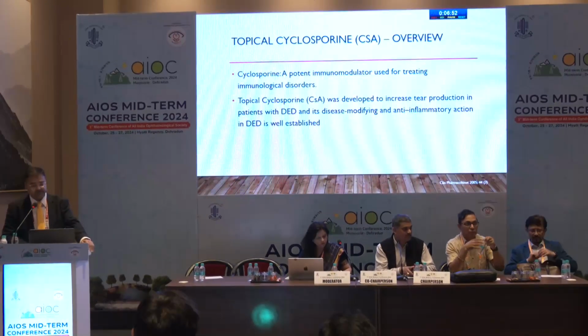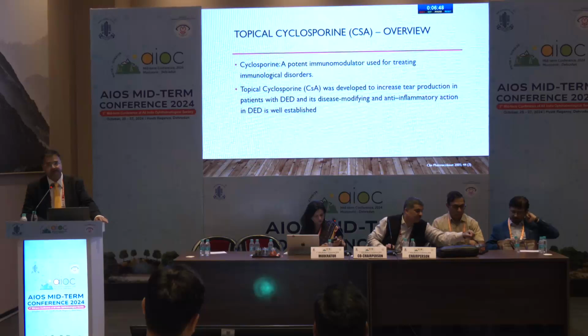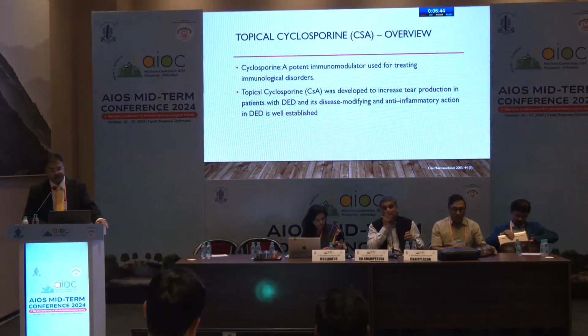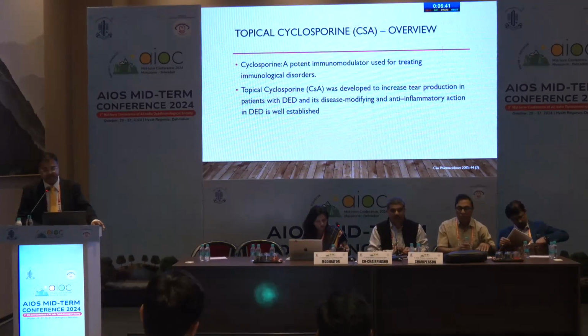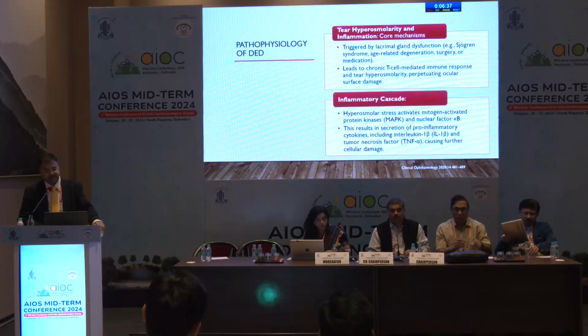Over to you, Amit. Thank you, Dr. Kudlu, Dr. Namrata ma'am and team INTAS for supporting this session. I'm going to speak on the pathophysiology of cyclosporine. To have an overview, what is cyclosporine? It is a potent immunomodulator used for treating immunological disorders. Topical cyclosporine was developed to increase tear production in patients with dry eye disease, and its disease modifying and anti-inflammatory action in dry eye disease is well established.